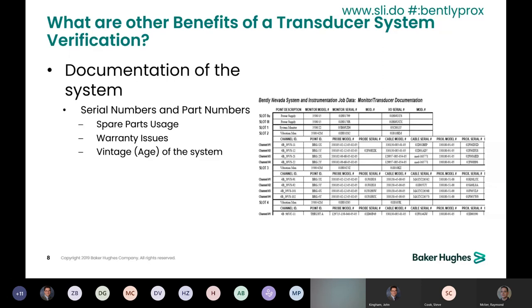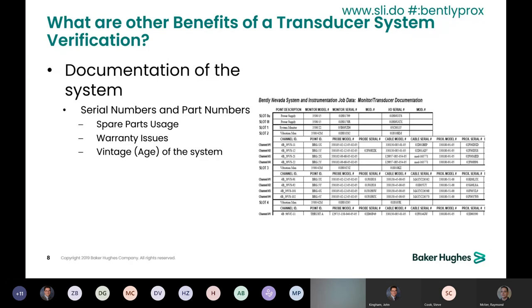So what are some of the other benefits of verification? Part of the procedure for transducer verification is to properly document the system. Bentley Nevada service personnel create a spreadsheet to document the part numbers and serial numbers for not only the probe, extension cable, and proximeter, but also for the Bentley monitoring system connected to the transducer system. This spreadsheet describes the exact system that is installed and tested.